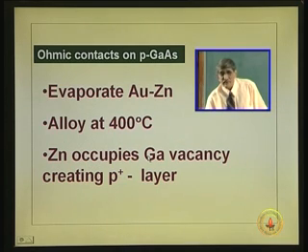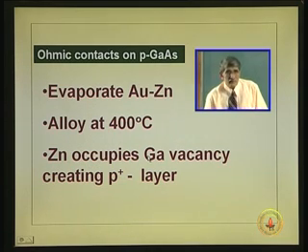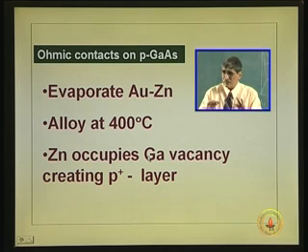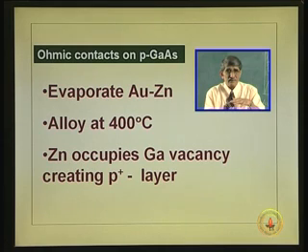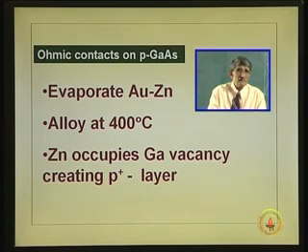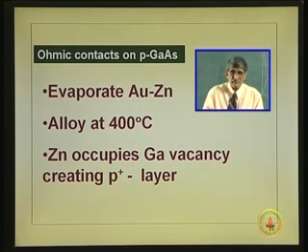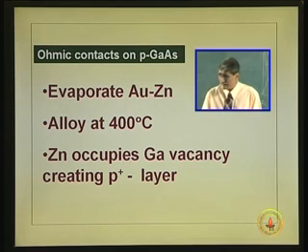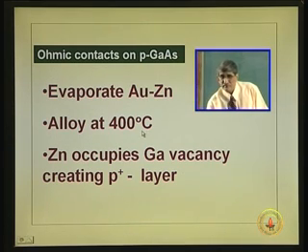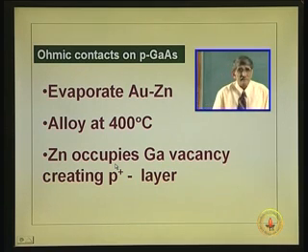Zinc occupies gallium vacancy. The key thing is, when you have the molten gold compound, gold germanium or gold zinc, gallium moves up to the layer, creating gallium vacancy. Whether it is becoming N plus or P plus would depend upon what is moving down. If it is gold germanium, germanium moves down, making it N plus. If it is gold zinc, zinc is P type. So, that makes it P plus. So, once you make it P plus, it is a very good ohmic contact.